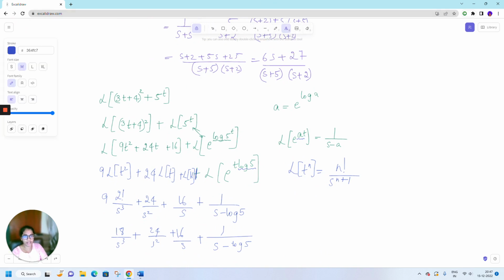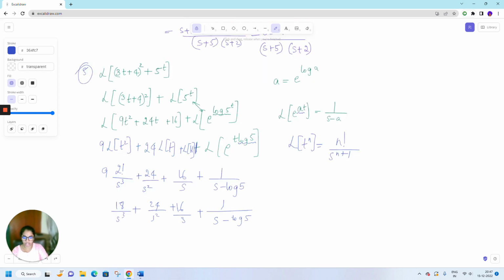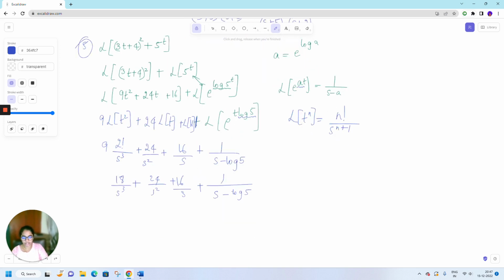I first applied the a plus b whole square formula. What is a plus b whole square? It is a square plus b square plus 2ab. And I replaced this 5 power t as e power log 5 to the power t. Then after applying the Laplace, this is what we've got.